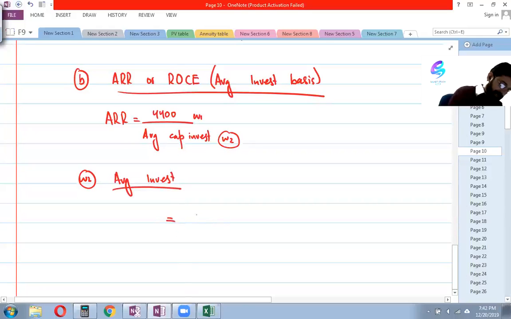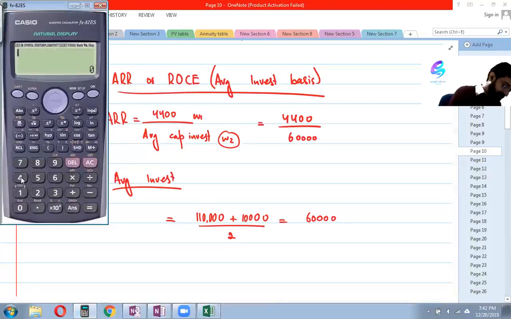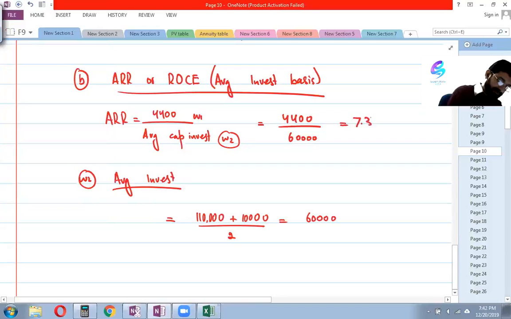Which is initial investment 110,000 plus scrap value, which is 10,000, divided by 2, and that will be equal to 60,000. So it's 4,400 divided by 60,000, which should give us 7.33%. Easy, isn't it? Quite easy.